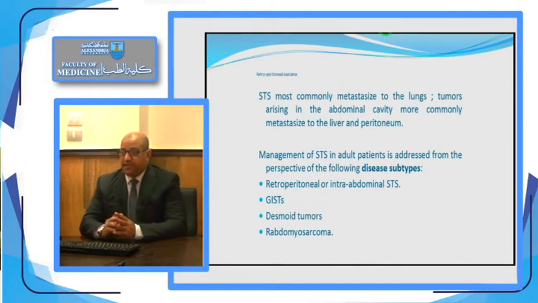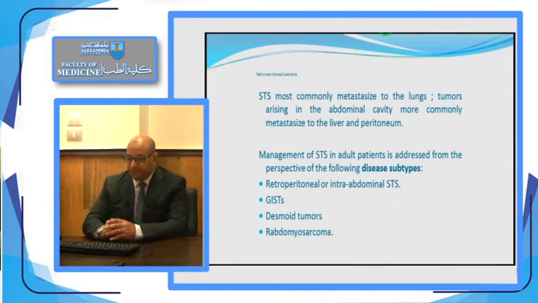The management of soft tissue sarcoma in adult patients is addressed from the perspective of the following disease subtypes. In making a decision of management, we will see the site of the tumor, either retroperitoneal or intra-abdominal soft tissue sarcomas. GIST has a different management plan. Desmoid tumors and rhabdomyosarcoma, all these subtypes have different plans of treatment.